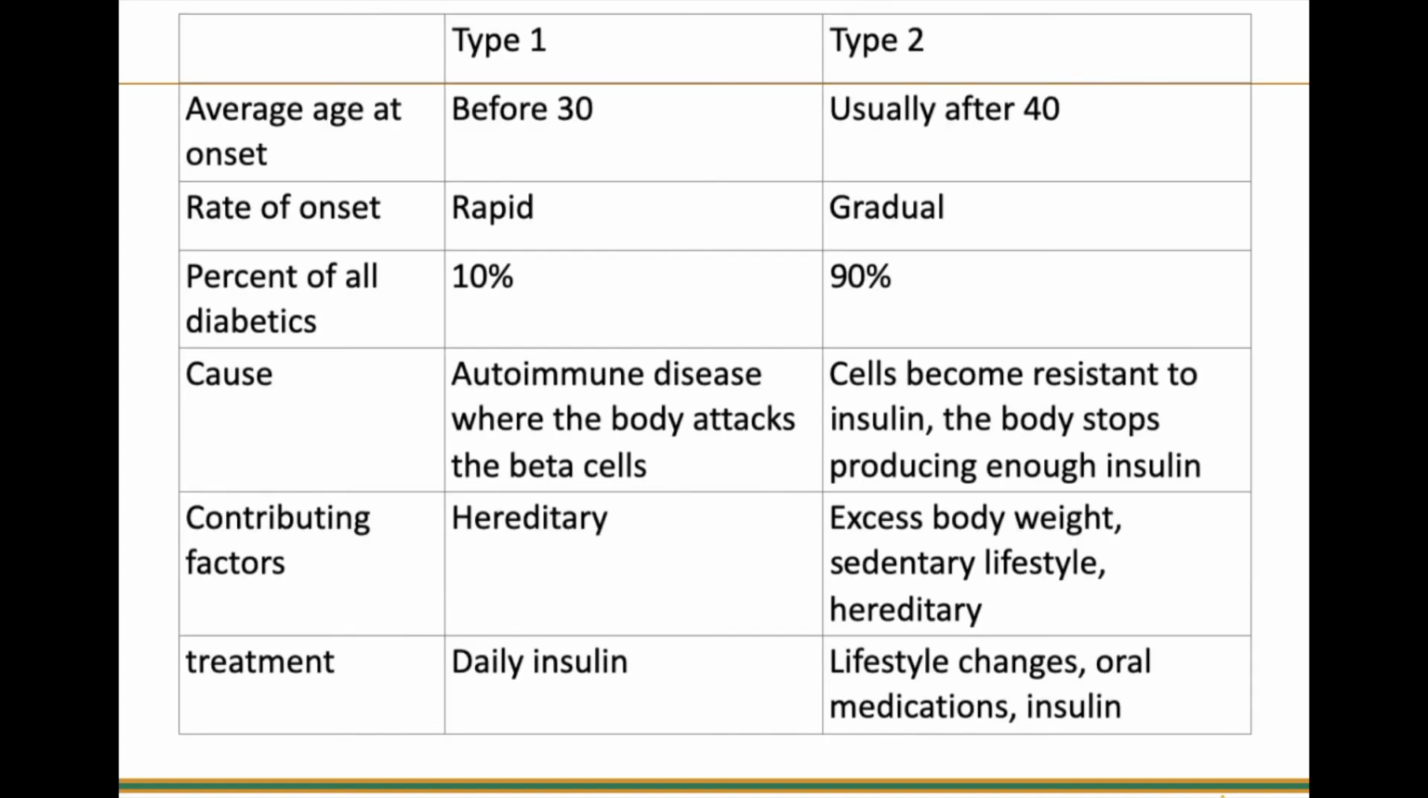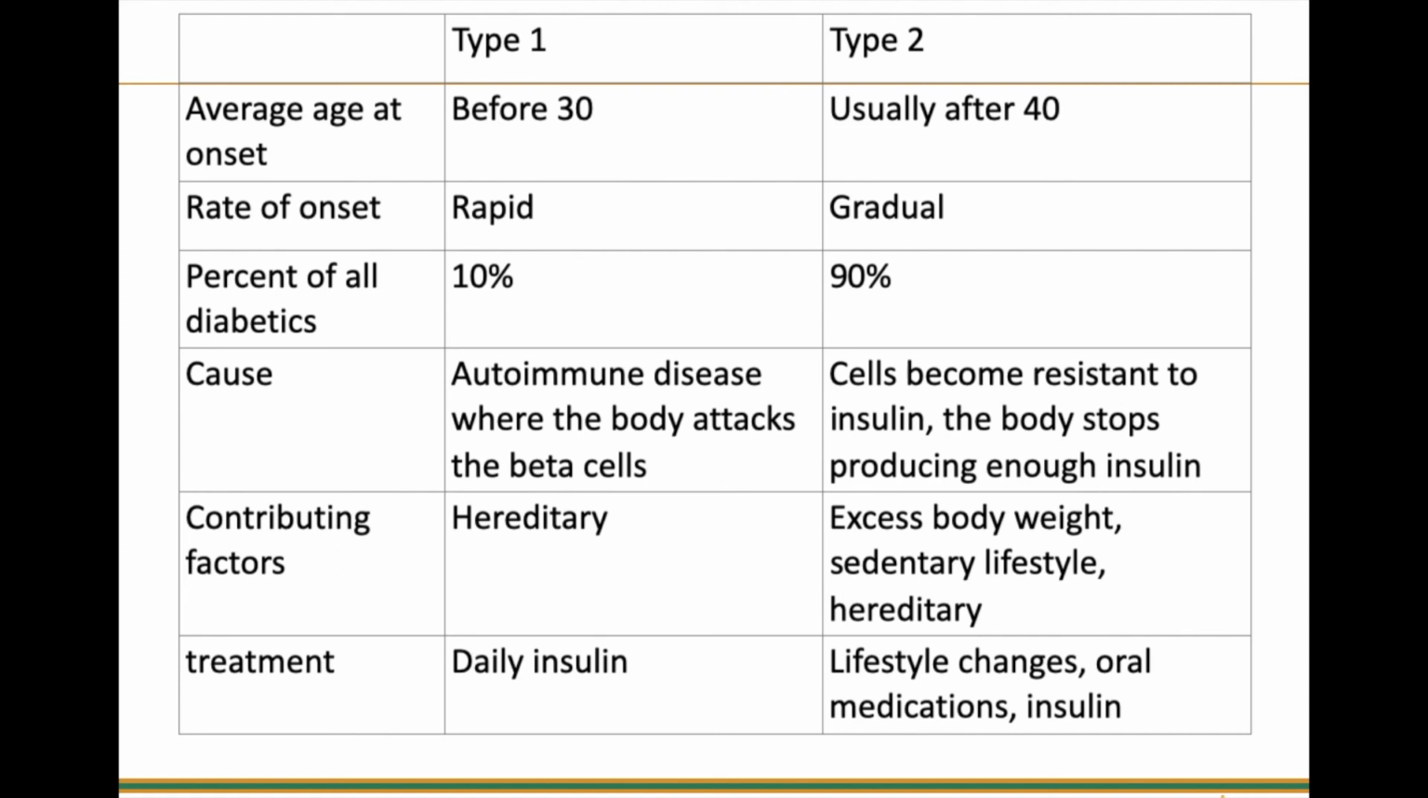Then we need to compare type 1 and type 2 diabetes. So you have a table to fill in. For type 1, the average age of onset is before 30. Generally it happens in children. For type 2, it's usually after 40. For the rate of onset, for type 1 it is rapid. For type 2, it's gradual. For the percent of all diabetics, type 1 is about 10% of all diabetics, and type 2 is 90% of all diabetics, so the majority.